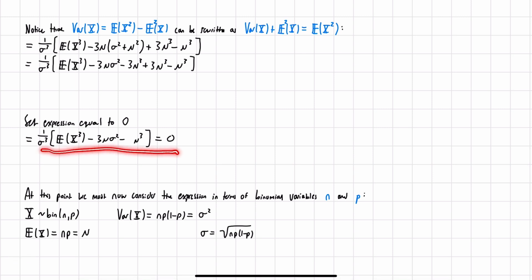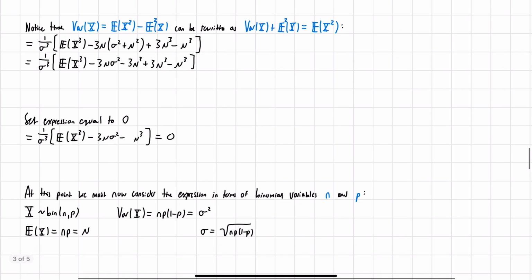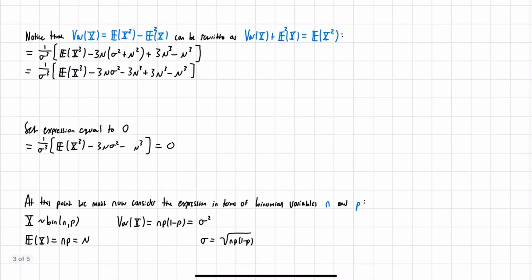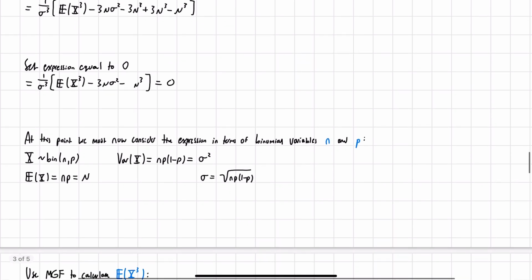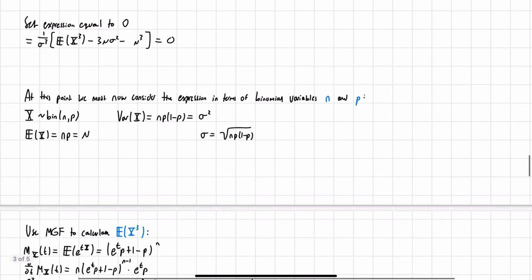And this is the point where we set the expression equal to 0, since we are solving for skewness of 0. But now at this point, we must consider the expression in terms of the binomial random variable's n and p. Some things to know: the expected value of X is equal to mu, which is just n times p. The variance of X, which we represented as sigma squared, is n times p times 1 minus p, and sigma is just the square root of that expression. With that, now we can start simplifying.